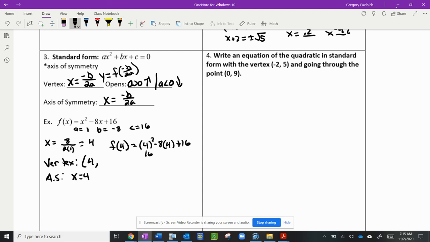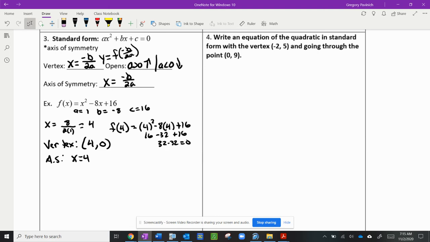So I get 16, 8 times 4 is minus 32, plus 16, and those all cancel out. I get 32 minus 32 is equal to 0. So it looks like my vertex is my x-intercept. Okay. So there's no reason to go ahead and solve this, but I'm going to solve for my x-intercepts anyway. So x squared minus 8x plus 16 equals 0. Always want to be able to factor in this scenario. If I can't factor, then I'm going to go to the quadratic formula. But this is x minus 4 times x minus 4.